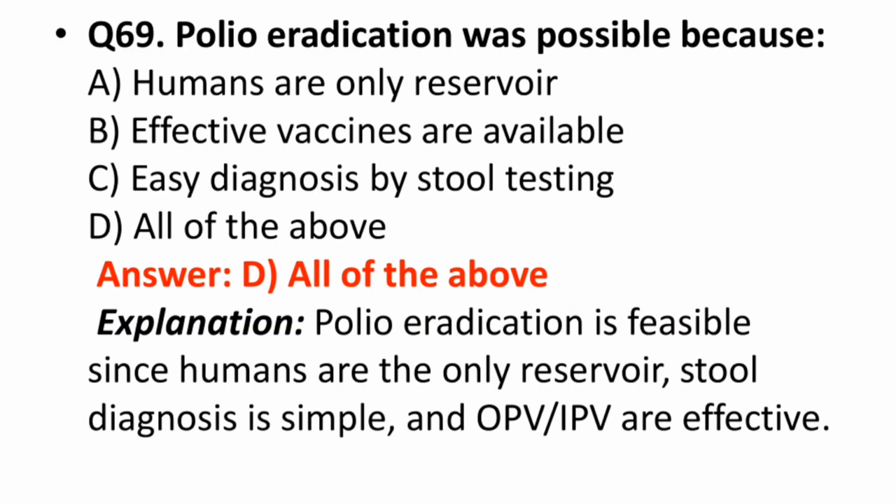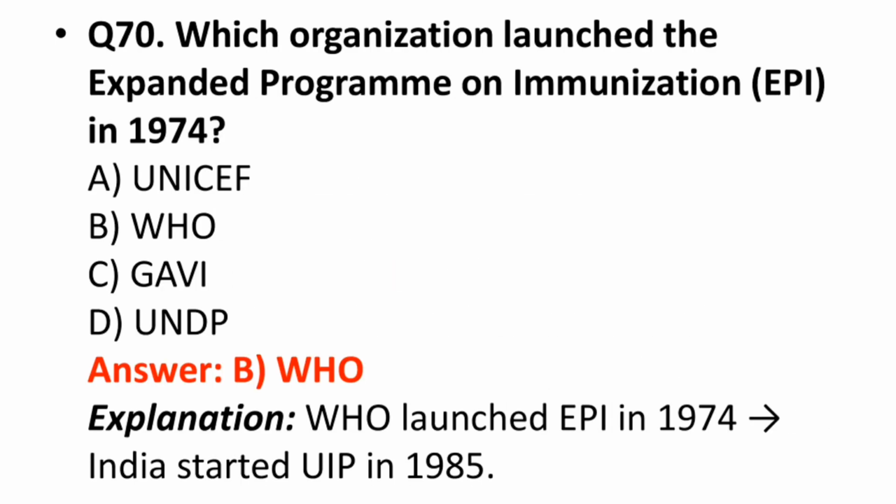Polio eradication was possible because: option A, humans are the only reservoir. Option B, effective vaccines are available. Option C, easy diagnosis by stool testing. Option D, all of the above. The correct answer is option D, all of the above. Polio eradication is feasible since humans are the only reservoir, stool diagnosis is simple, and OPV or IPV are effective.